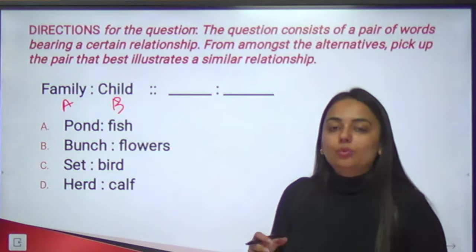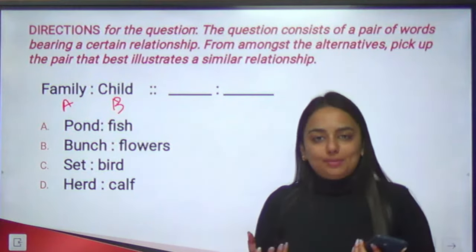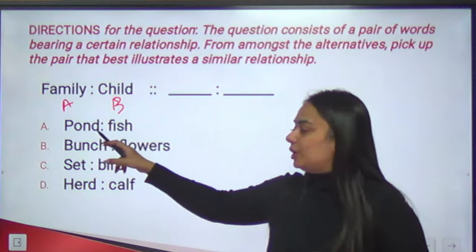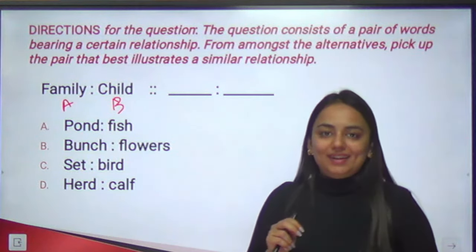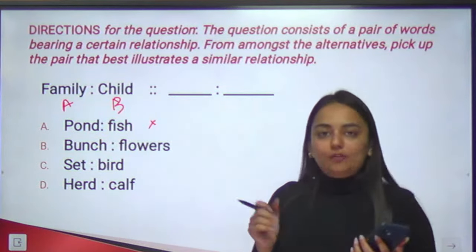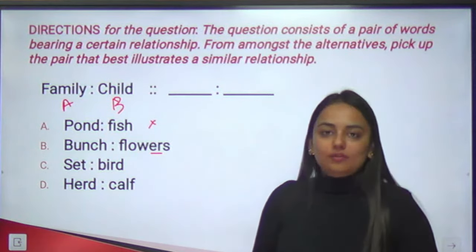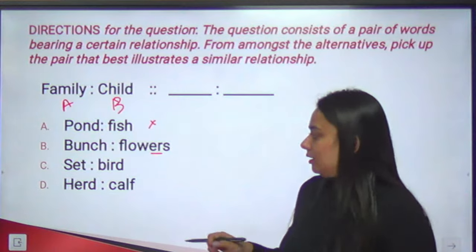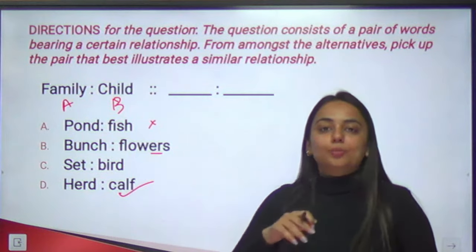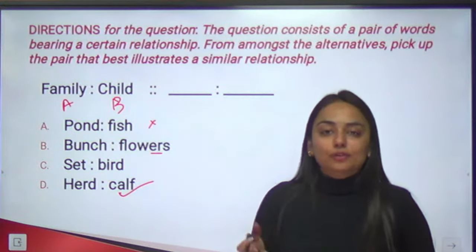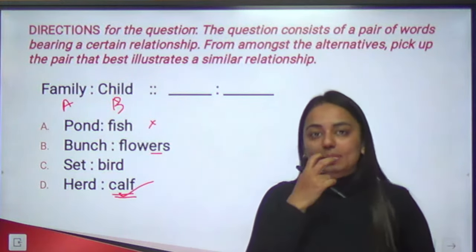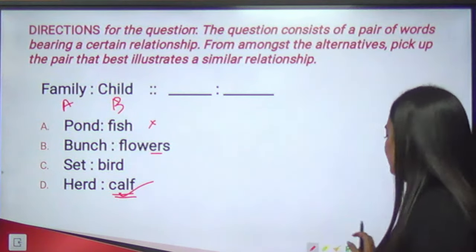So family, we know, is a group of members, all the family members, right? Child is the offspring. Similarly, क्या मैं बोल सकती हूँ कि pond is a group of fishes? No, right? तो ये नहीं होगा. Bunch and flowers, yes. Bunch is a group of flowers, but then flower is not an offspring. We cannot say it's an offspring. Wonderful, Dipanshi. Absolutely right. Again, it should be herd and calf. So herd is a group of animals, cattle, buffaloes, cows, whatever you say. And calf जो है, वो उसके offspring को हम name करते हैं, right? So it should be herd and calf.